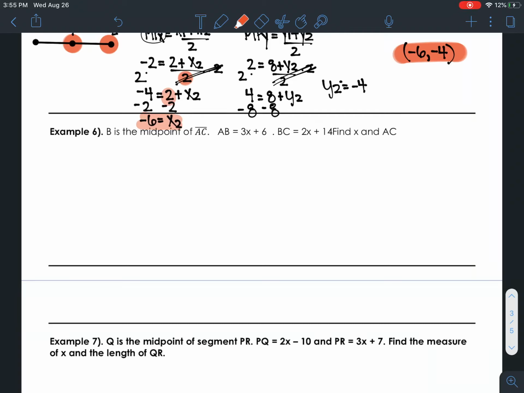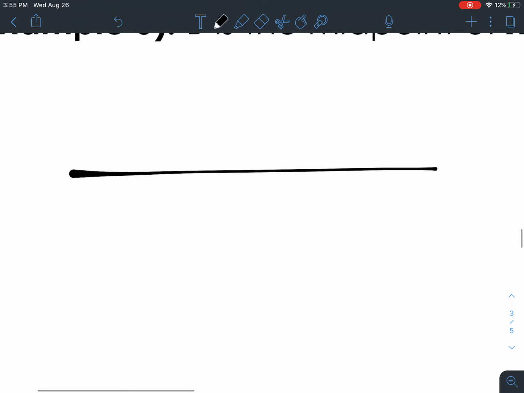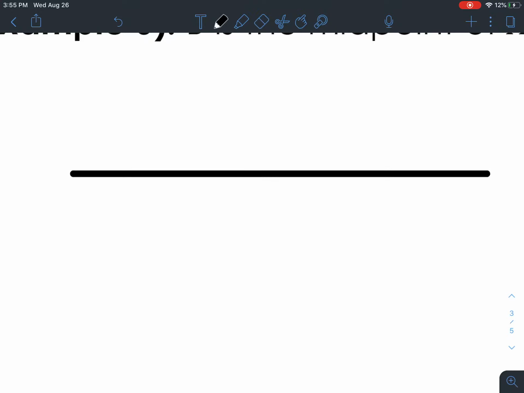All right, so now we're going to apply this a little bit. Example 6 says B is a midpoint of AC. So let's go ahead and draw our picture real quick, guys. Point, point, B in the middle. Let's go straight across, label it ABC.